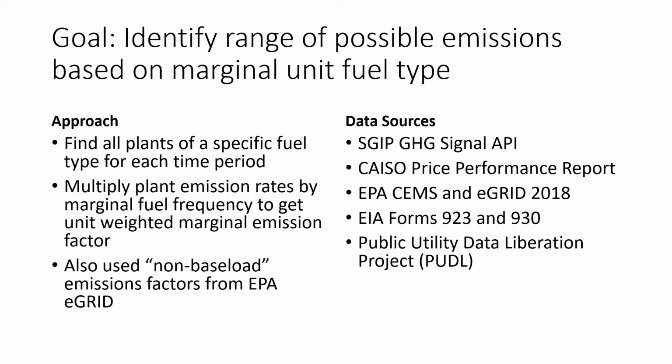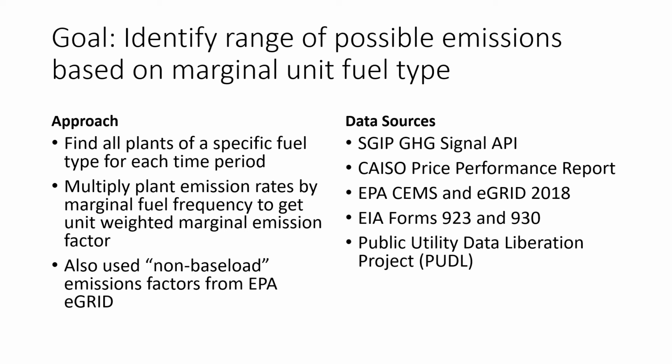So generally, what I did is for each hour of the year, I searched for all plants in CAISO or in the regions exporting to CAISO that matched the fuel type of the marginal unit and got the descriptive statistics about these emission rates, and then multiplied those statistics by the marginal unit frequency data that was in the CAISO report to get what I'm calling a unit-weighted marginal emissions factor. I also calculated a secondary estimate by multiplying the marginal unit frequency by the non-baseload emissions factor for plants of that type that came from the EPA's eGRID database.